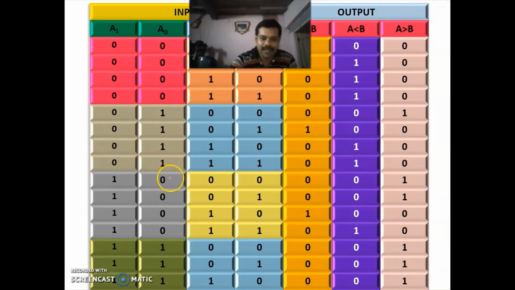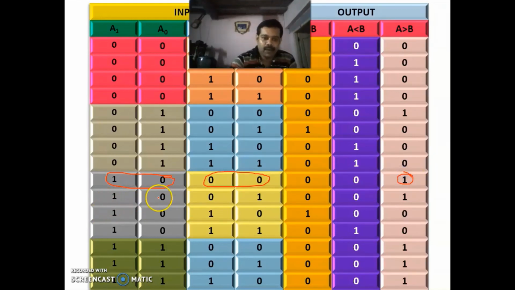Then we are going to compare 1, 0 with 0, 0, 0, 1, 1, 0, 1, 1. So when we are comparing 1, 0 with 0, 0, 1, 0 is 2, 0, 0 is 0. So A greater than B. So we are putting 1 in the place of A greater than B.